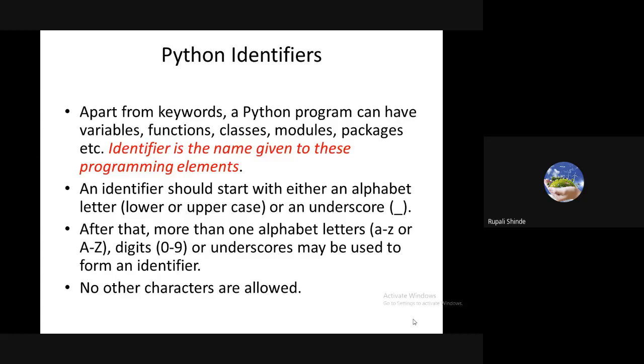Then there are some rules to give the name to the respective elements. Whenever we are assigning the name to an element, the first character should be an alphabet. It may be lowercase, uppercase, or an underscore. After that letter, we can use any combination from small a to z, capital A to Z, 0 to 9, or underscore. Only the underscore symbol can be used. No other special symbol can be used for the identifier.